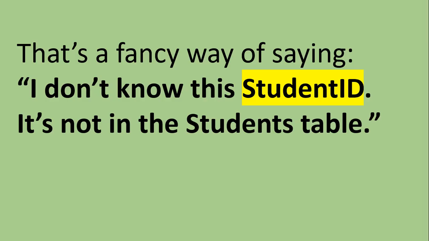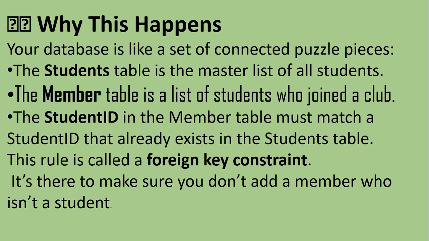For example, let's say your student IDs are from number 1 to number 4. When you try to add number 5 or number 6 or any other number that is not 1 up to 4, it will bring that error. It is telling you that it doesn't know this student ID, or it doesn't exist in that table, students.